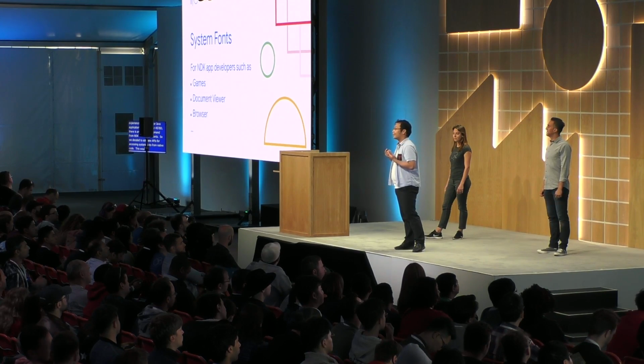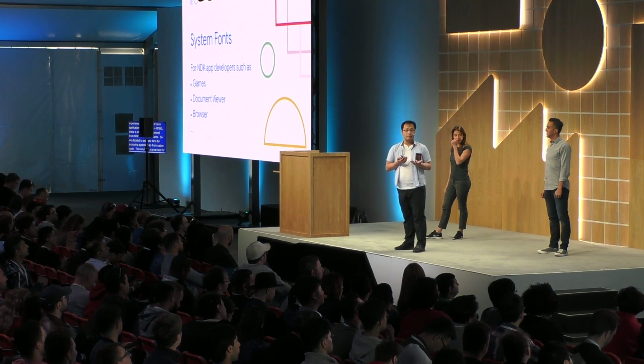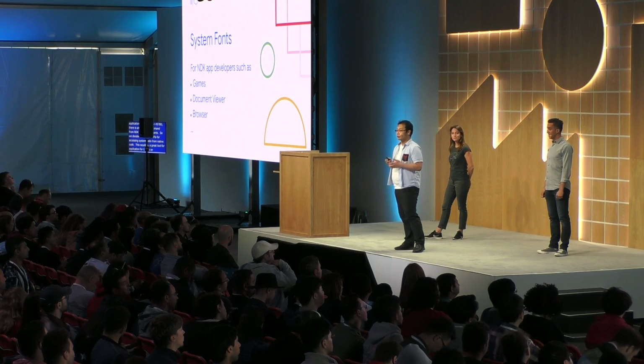As he explained, we expanded the font experience under Q for Java applications. On the other hand, there's another strong demand from NDK application developers about system fonts. So we decided to add new APIs for accessing system fonts from native code. This would be a great tool for NDK applications that draw text on the screen, like games, document viewers, or browsers.